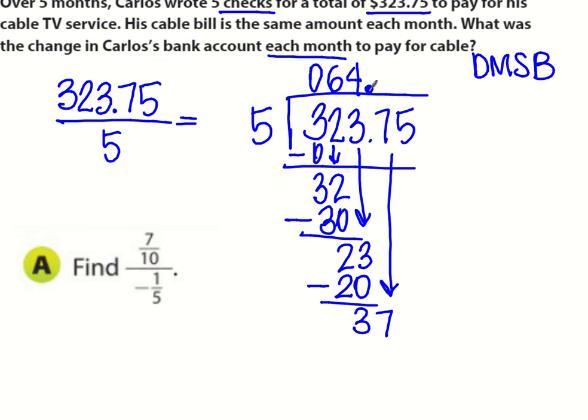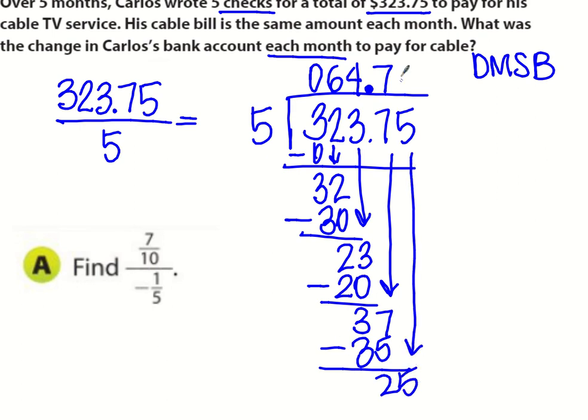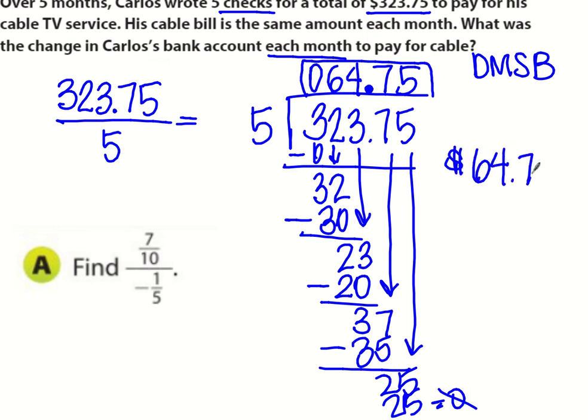Okay? 5 into 37. 5 times 7 is 35. Subtract. Same thing over and over again. Bring down your 5. 5 into 25 goes 5 times, and we're at 0. So we are finished. So this is a terminating decimal. So how much did he pay for cable each month? He paid $64.75 each month.